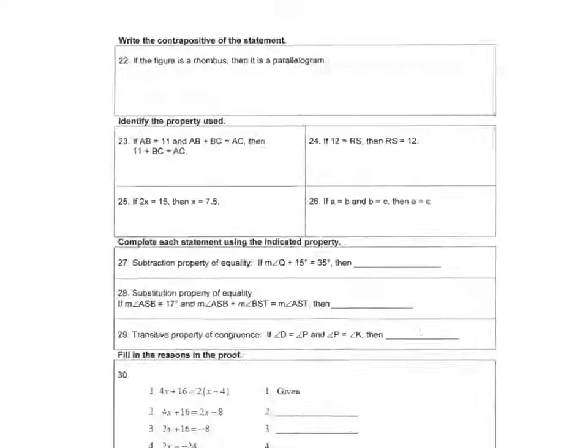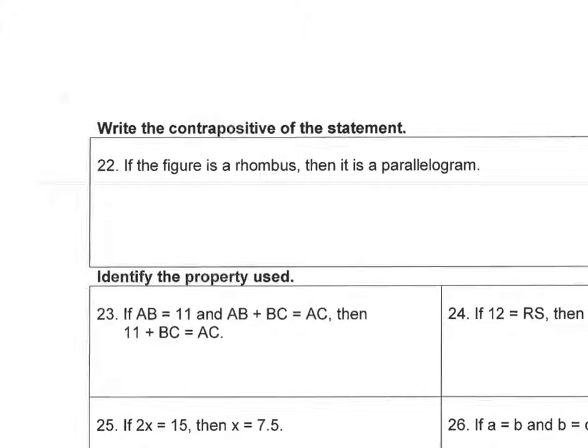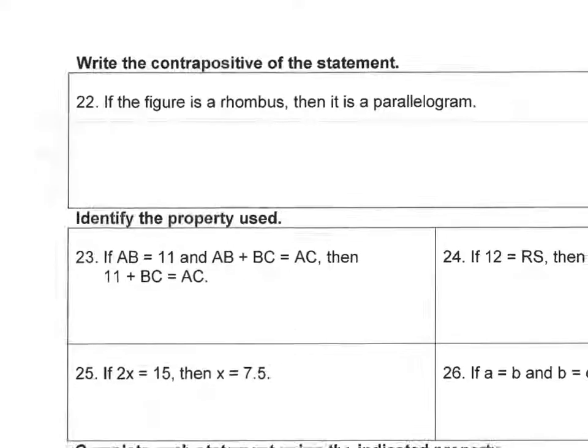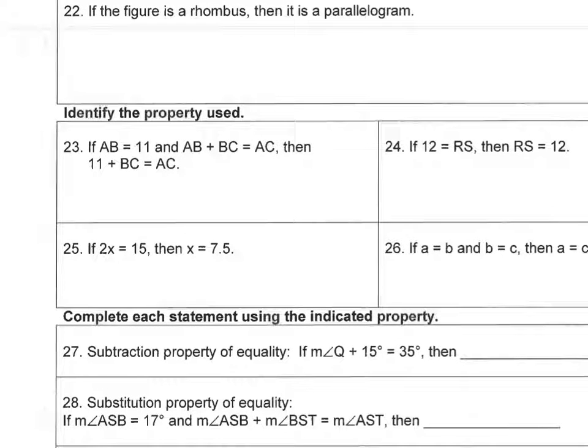It looks like we've got the last one, the contrapositive. This does both. So if a figure is not a parallelogram, then the figure is not a rhombus. So I'll let y'all do that one on your own. A figure is not a parallelogram, then it is not a rhombus. The next ones, you really just got to be careful. Some of y'all just get these backwards.